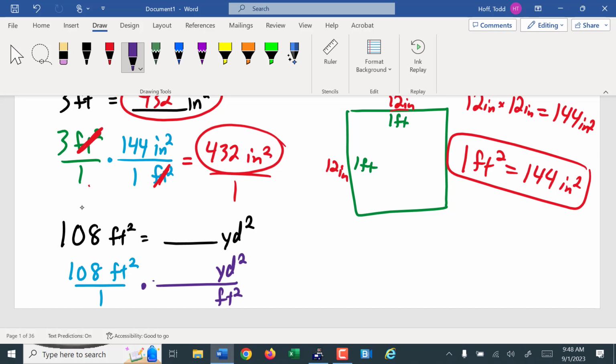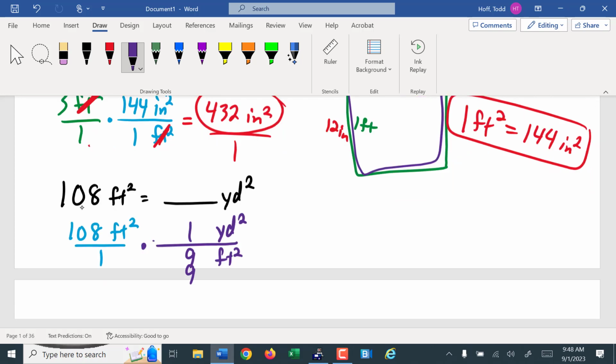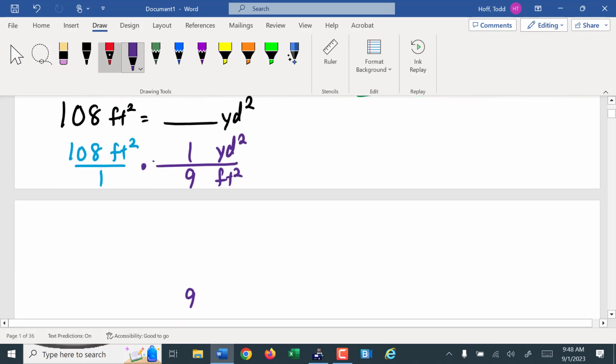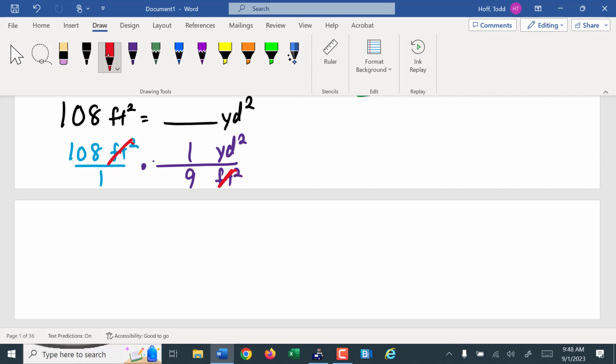9. 3 by 3. Just like we had 12 by 12 for square inches to square feet, it's 3 by 3 for square feet to square yards. So 3 by 3 is 9. 1 square yard is 9 square feet. So the square feet cancel out. 108 times 1 square yard is 108 square yards. 1 times 9 is 9. And then we just have to divide. 108 divided by 9 is 12. So it's 12 square yards.